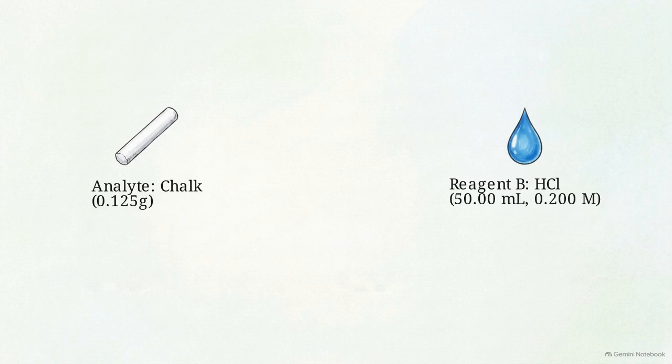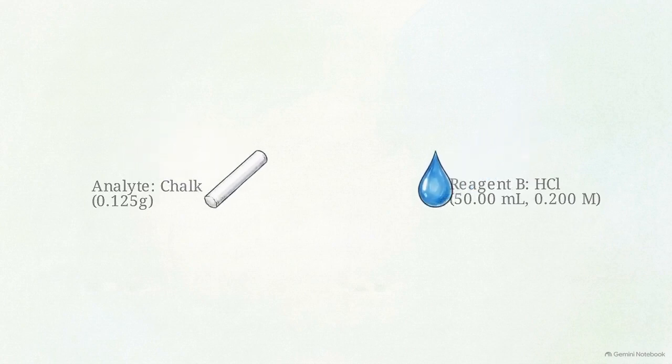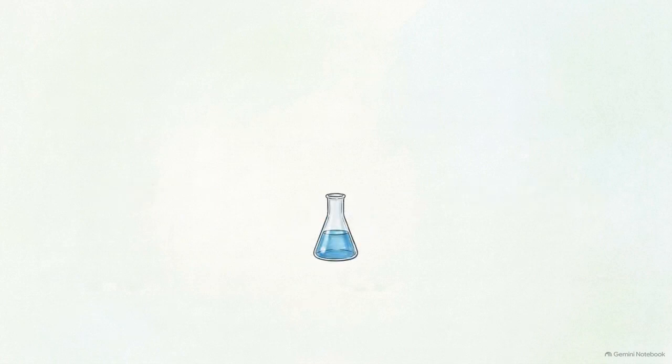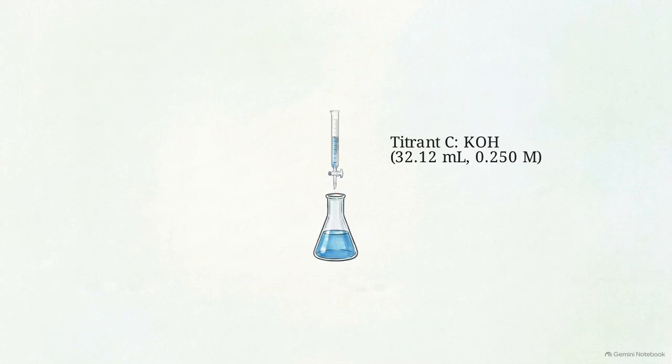Let's translate that physical process into math. Imagine we have a 0.125 gram stick of chalk as our analyte. We dissolve it in an initial excess of 50.00 milliliters of 0.200 molar hydrochloric acid. That's our reagent B. After the reaction is complete, we titrate the leftovers. It takes 32.12 milliliters of 0.250 molar KOH, our titrant C, to reach the endpoint.